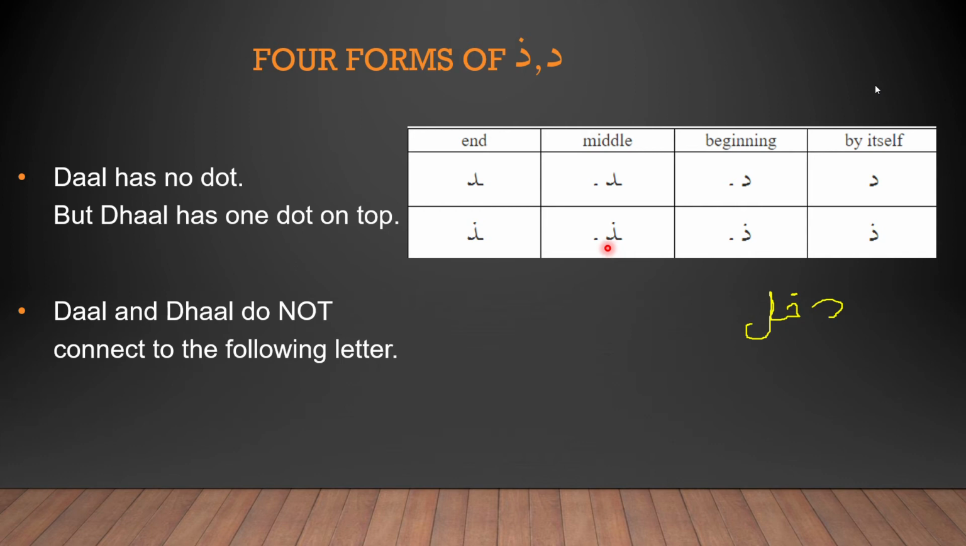Alright, now let's move on. Dal and zal do not connect with the following letter. As you can see here, before I connect anything, there is a space here. There is dal and then there's kha, but there's a space in the middle. This is because dal is one of the 6 letters that we do not connect with the following letter.